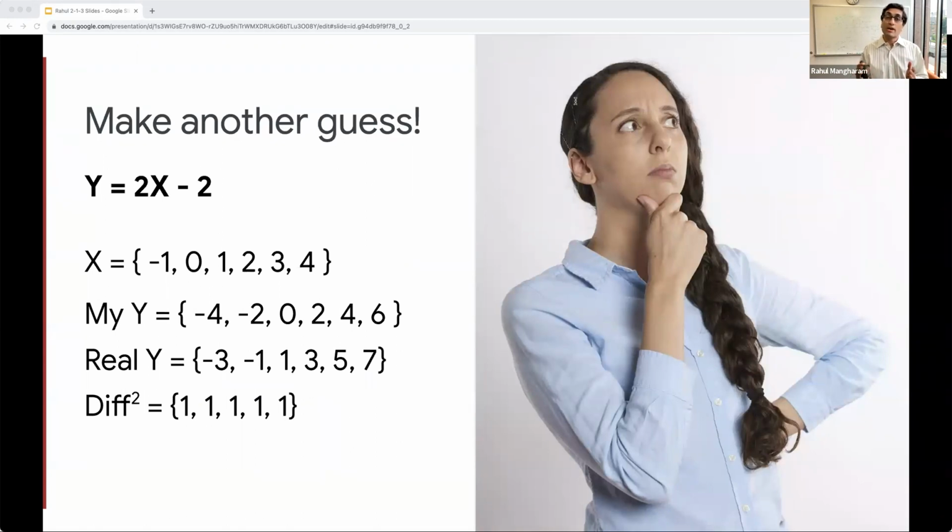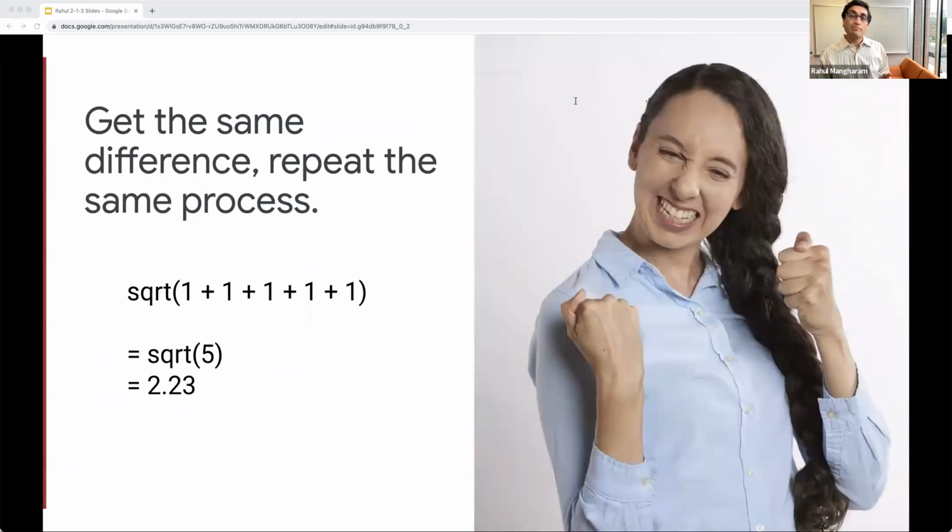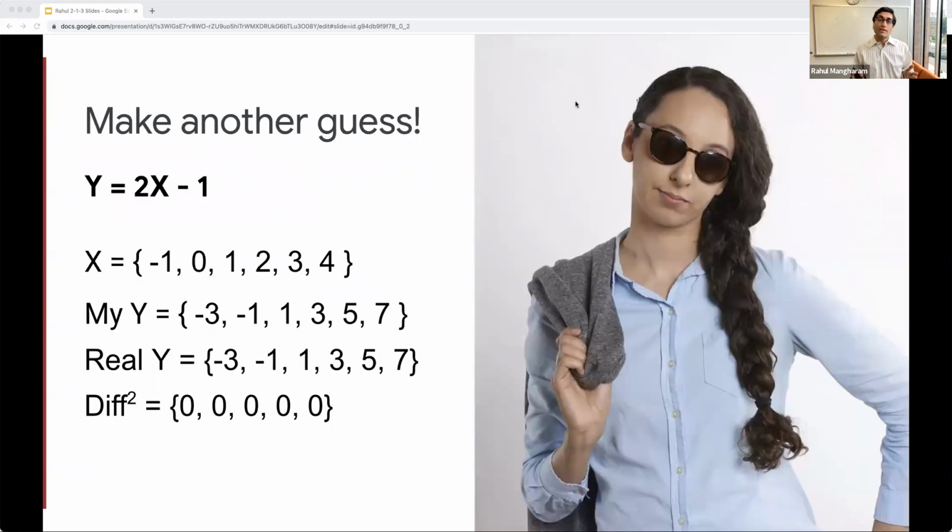So now let me repeat that with another guess. If I guess that Y equals 2X minus 2, now I can see that my Y is still off the real Y. But when I measure the difference and square that, I get 5 ones. If I add them up, I'll still get 5. And the square root of that is 2.23. So my loss is now smaller than it was. So I'm heading in the right direction. And now if I guess Y equals 2X minus 1, I can calculate my loss as 0. So I know I have the right formula to get the right answer.